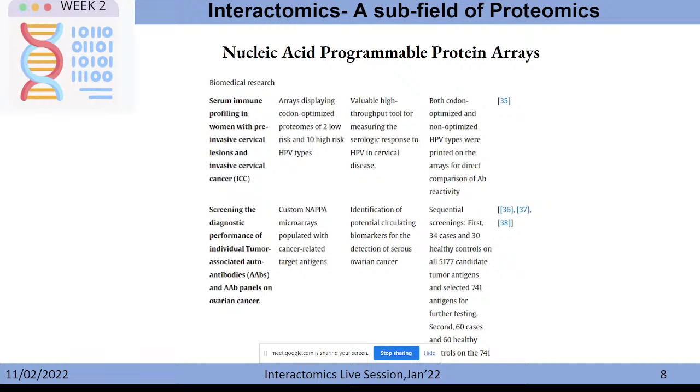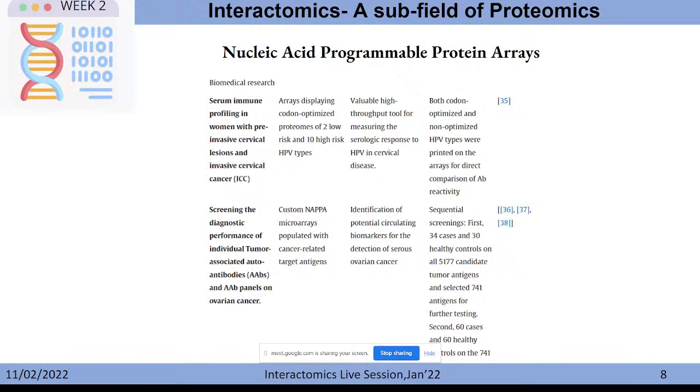So these are some of the examples that have made use of the NAPA arrays for serum profiling, and have given some hints and ideas and concepts through which you can understand that this can be used as an early detection marker, or as a prognostic marker. I think that has been discussed in detail in your lecture, regarding what the early detection markers are.